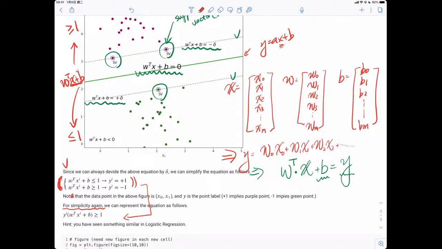So we have a constraint right here. If we model our problem by using SVM, then we have a constraint right here: yi times w transpose x plus b should be larger than or equal to 1. It is a constraint right here.